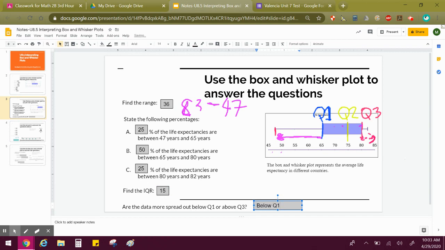That means there's a lot of years covered there, which tells me if there is so much spread right there, and that's only 25% of the data, not a lot of people tend to die between the ages of 47 and 65. Okay, you can get a lot of information from these box and whisker plots.